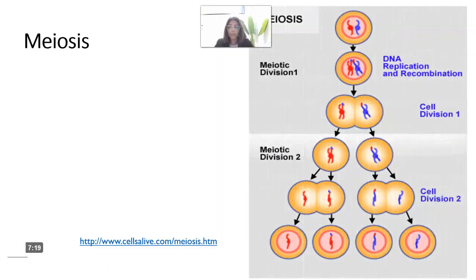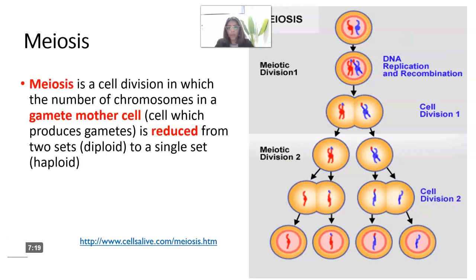Okay, so there are some specific things in meiosis that we need to be aware of. First of all, we understand that meiosis is a cell division in which the number of chromosomes in a gamete mother cell is reduced. A gamete mother cell is a cell that produces gametes, and remember gametes are egg and sperm. So meiosis is when the number of chromosomes in gamete mother cells is reduced from 2 sets, which are diploid, to a single set, which is haploid.